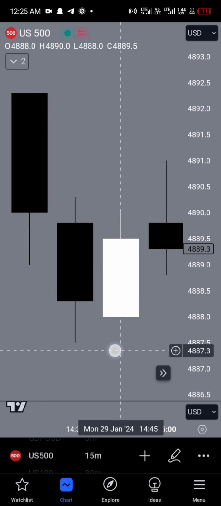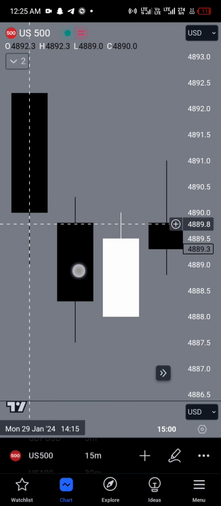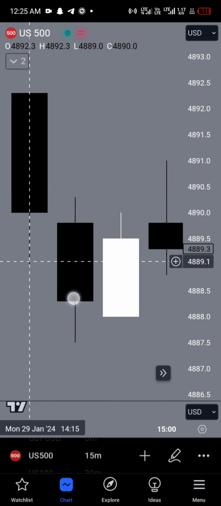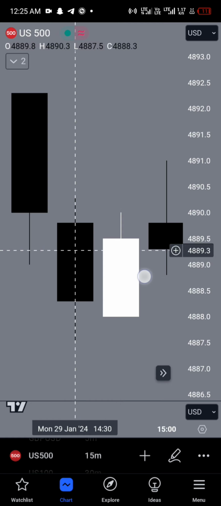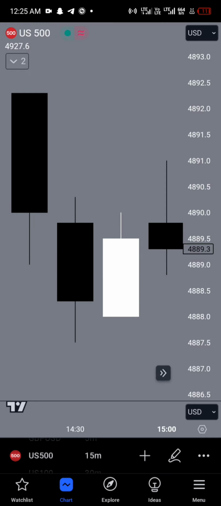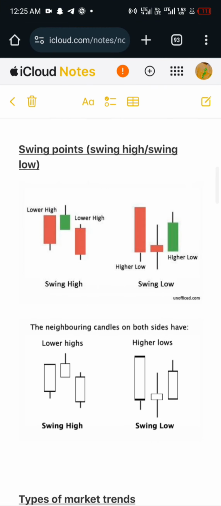We have three candles. The one to the left is higher, the one in the middle is lower than the one on the left, and it's also lower than the one on the right of it. So that makes these three candles a swing low. So if I go back to the picture, your swing high, I repeat, involves three candles or three candlesticks. Likewise, your swing low involves three candlesticks.